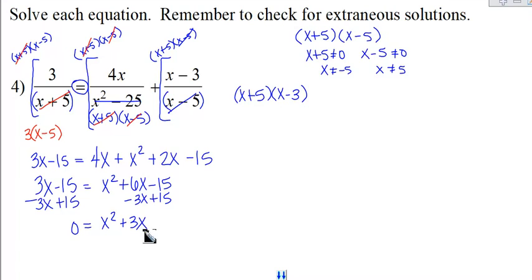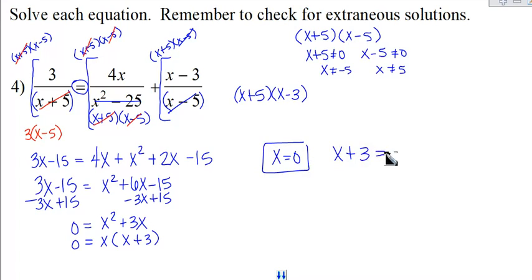Final step, let's factor and solve. Both of these have an x in common. So if I divide an x out, I'm left with x plus 3. If I take each part and set it equal to 0, my first answer is x equals 0, and my second answer is negative 3. Since neither one of these are my excluded values, I'm okay to circle or box my final answer.